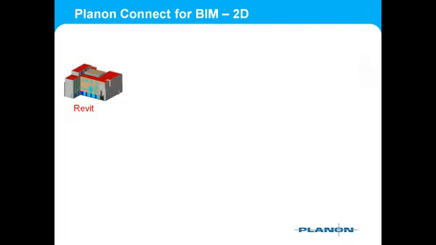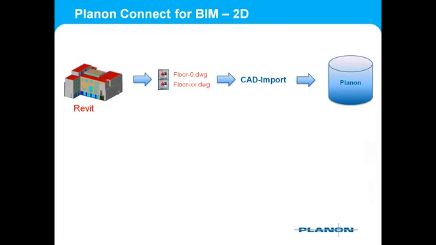So, for example, many customers might have 99 buildings in 2D AutoCAD format, and now they are suddenly faced with their first 3D BIM model. Our solution enables such customers to bring building number 100 onto the same level as their other 99 buildings by exporting the model per floor to the AutoCAD format, the existing CAD import.